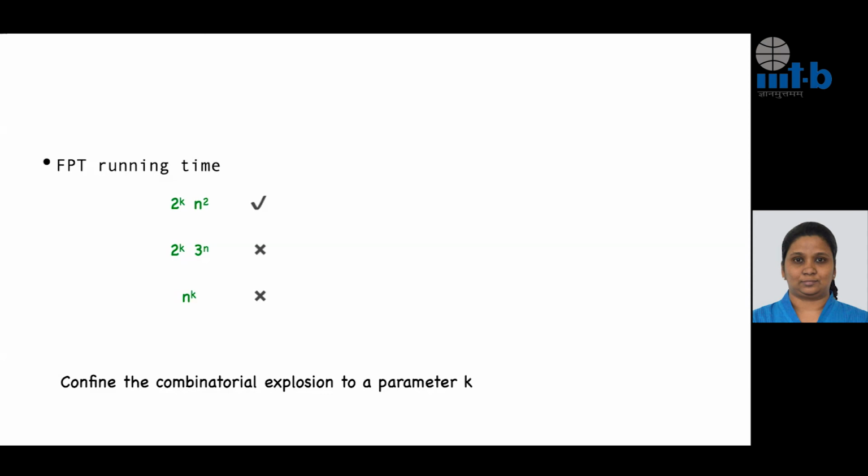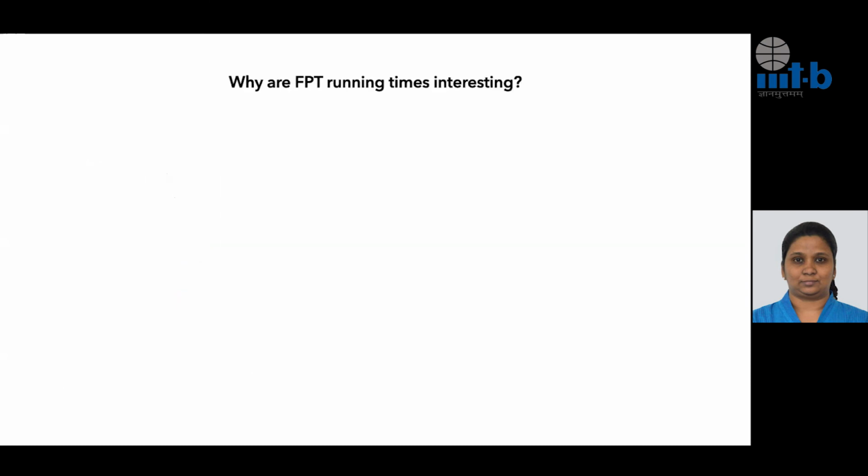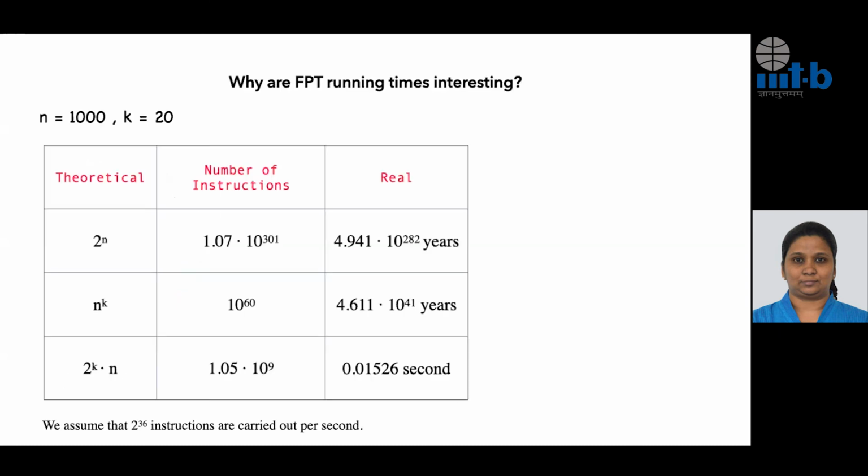One might ask, what about n^k? When k is small, n^k also looks like a good running time, so why are we not calling it an FPT running time? Even when k is small, it is an exponent of n. Maybe to give you an idea, I have some numbers. Suppose we are working with an instance whose input size n is 1000 and the parameter k is 20, and we have the running times 2^n, n^k and 2^k times n.